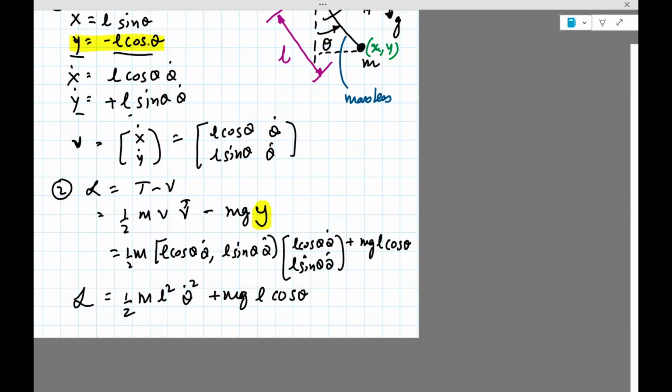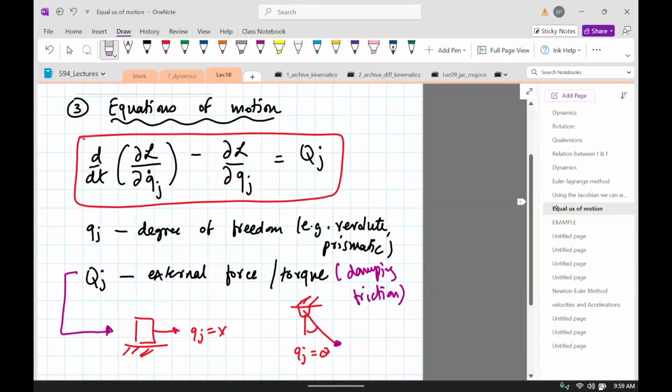Okay, so this is L. Now let's go to the next step and compute the equations of motion. This is a single degree of freedom system, so you need to only use that equation for qj equals theta. If you had 2 degrees of freedom, 2 links, then you'd use it twice to get the 2 equations. So this qj is a single degree of freedom, so you'll have only 1 equation. If you had a 2 link pendulum, qj would be theta 1, theta 2, and so on. Right? So every qj is basically the degrees of freedom.